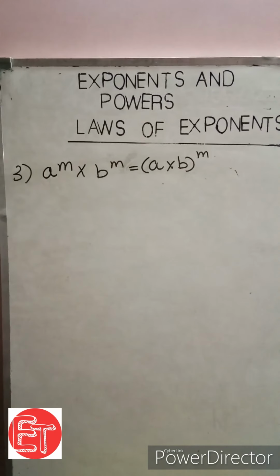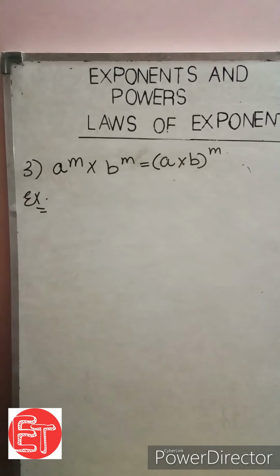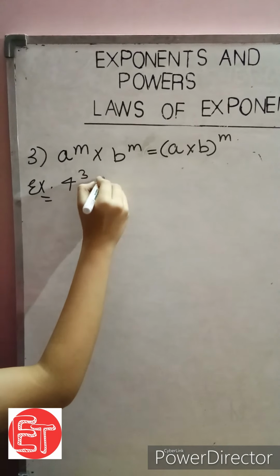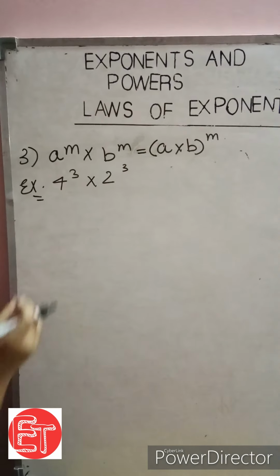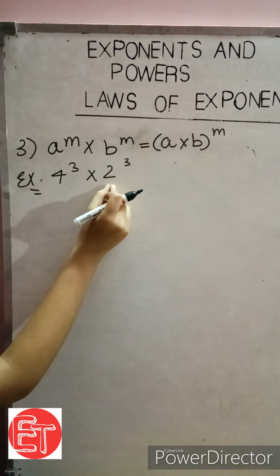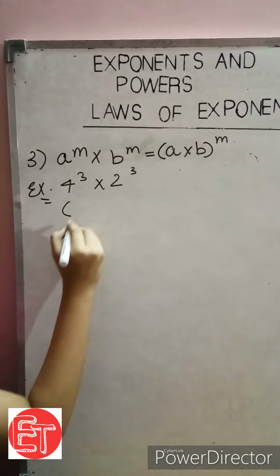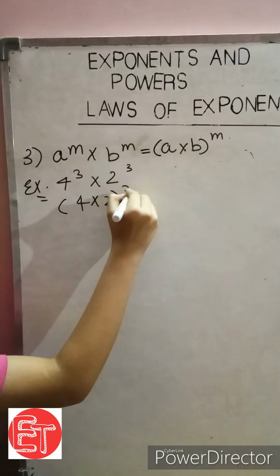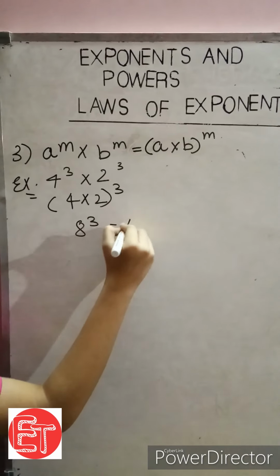Let's understand this law with the help of an example. Our example is 4 raised to the power 3 into 2 raised to the power 3. Here our bases are not same, but our powers are same. So, what we will do? We will write in bracket 4 into 2, bracket close, raised to the power 3. So, 4 2s are 8 raised to the power 3.